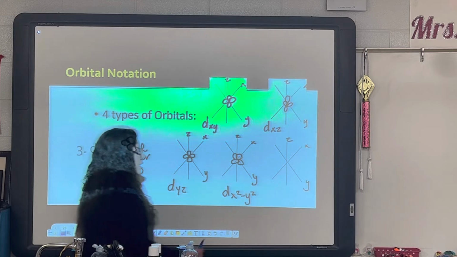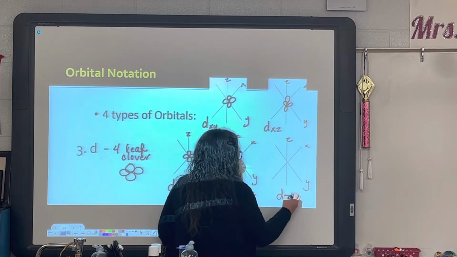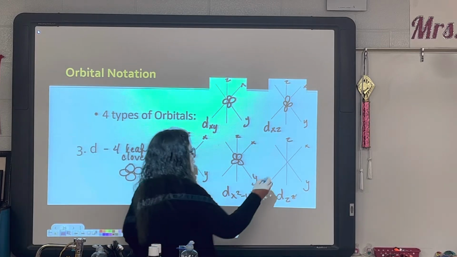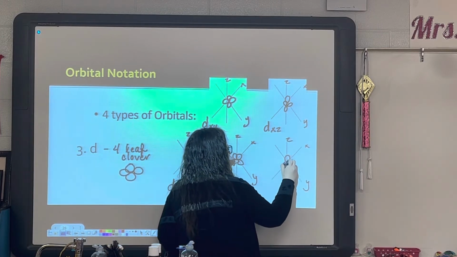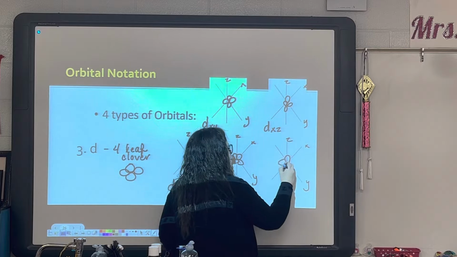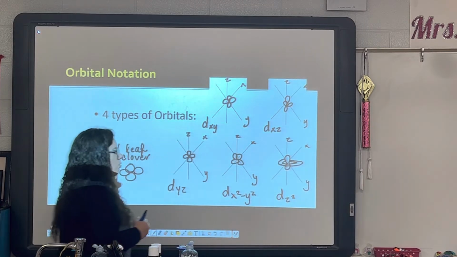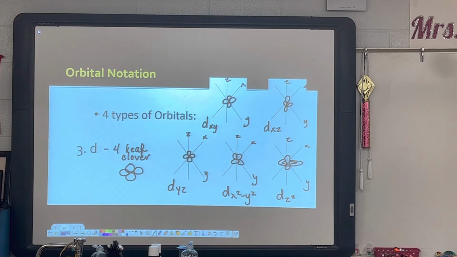And then the last one is the dz squared, which this one is crazy. So you have one going up on the z axis, and then you have one going around it, kind of like it's orbiting it like a planet or something. Pretty crazy looking. So what do you need to remember? 5 types. 5 types of d orbitals.